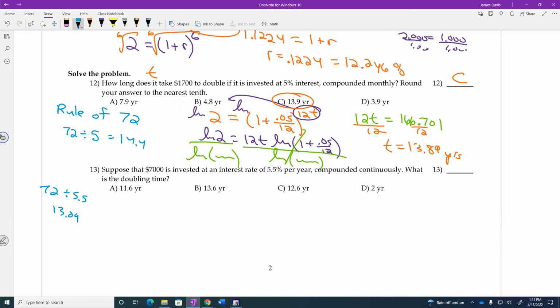So we've got 7,000 at a rate of 5.5% compounded continuously. Continuously means we're going to need the e formula. We want the doubling time again, so the 7,000 actually doesn't matter. You could use the 7,000 and then you would have 14,000, but it doesn't matter. We're talking about doubling, so 2 equals. And then it's just going to be the e part, the rate, which is 0.055 times t, as the exponent of e.